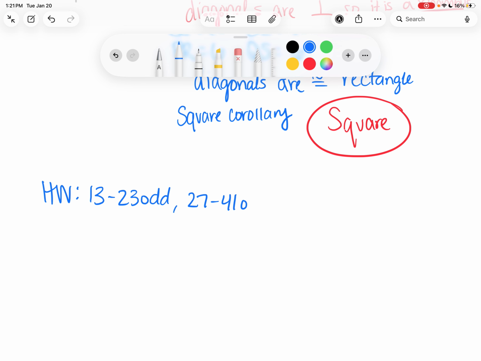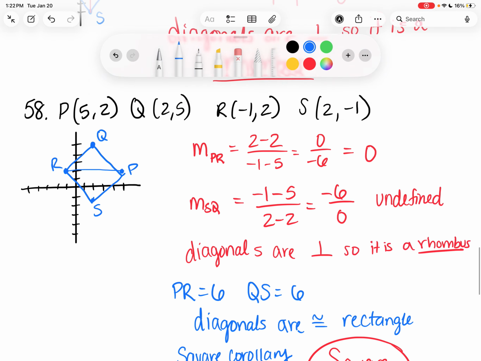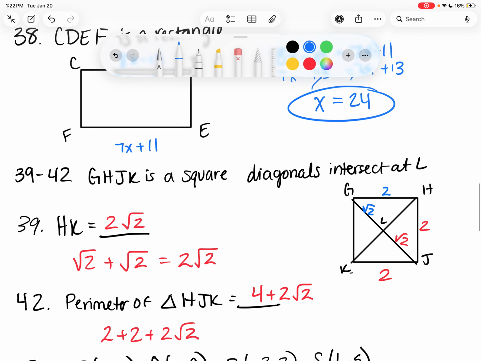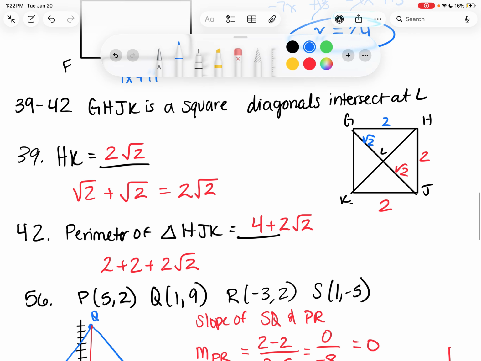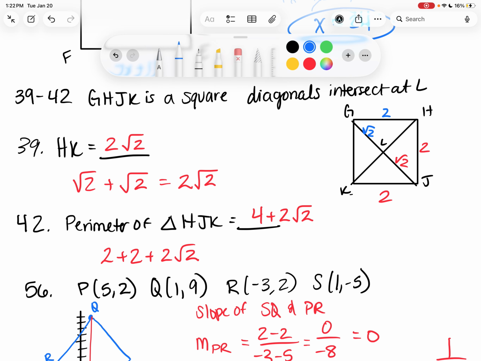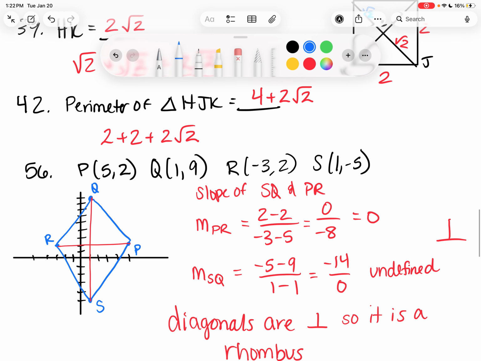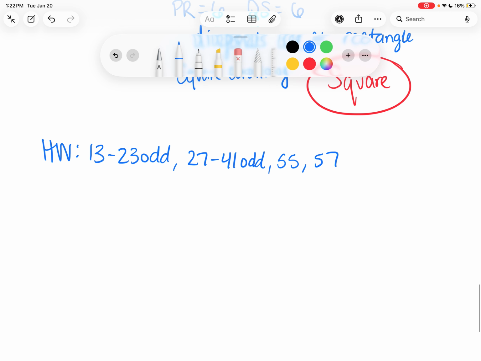27 through 41 odd. I obviously did 39. You can just skip that one. And then 55 and 57. You need to copy the questions out, obviously. You need to copy the question like I did here in 42, but if there's a picture, you don't have to copy the picture, okay? Because I know this is long, I don't want you to take up all your time. So those are your problems. And like I said, we did 39, so you can skip that one. Obviously, we already did it.